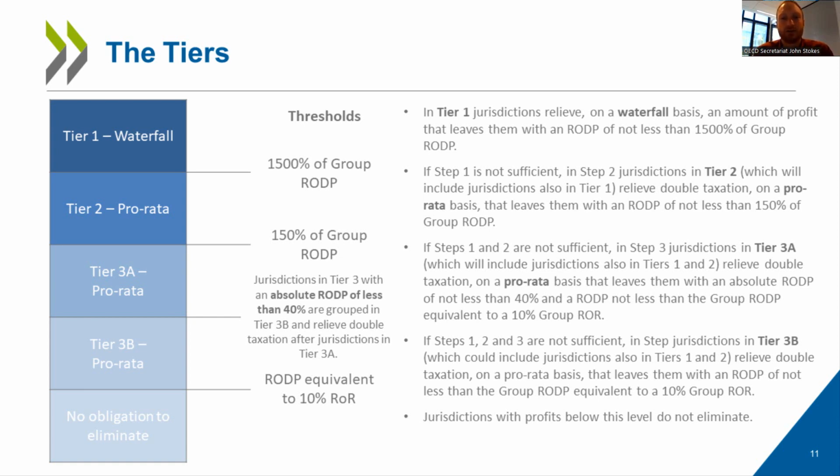If the profits in tier 2 are not sufficient to relieve double taxation, then we move to tier 3A. If the profits in 3A are not sufficient, we move to 3B. But there is a floor in tier 3B, and that's because a jurisdiction will not be required to eliminate double taxation if its return on depreciation and payroll is equivalent to a 10% return on revenue. And you'll remember that the October progress report, the October statement, says that residual profits are those above a 10% return on revenue. So the rules make sure that where profits do not exceed that amount, then a jurisdiction will not be required to eliminate double taxation, such that the RODP equivalent of a 10% return on revenue is reduced.